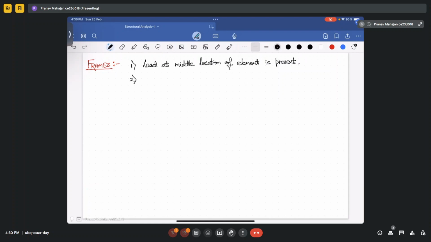Second thing is that you can apply not only point loads, you can apply UDL also. So in frames, UDL loads can also be present. Third, here joints are rigid, whereas in truss they are mostly pin jointed.